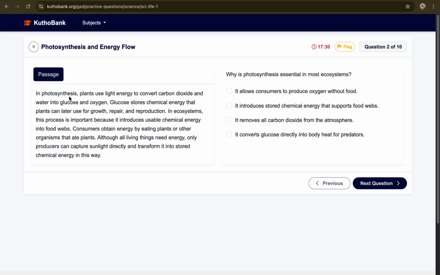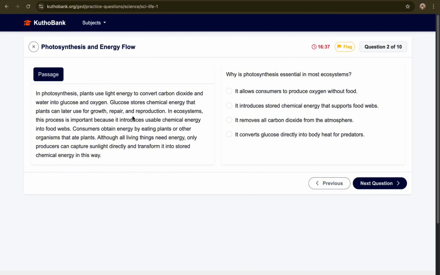At the very beginning of the passage, we see photosynthesis as a keyword. So we have to read the whole sentence carefully. In photosynthesis, plants use light energy to convert carbon dioxide and water into glucose and oxygen. So it talks about plants and how they use light energy in the process of photosynthesis. This is not about consumers.